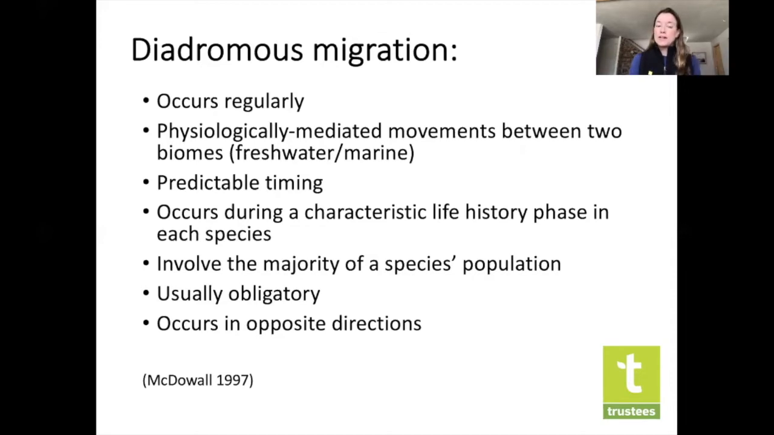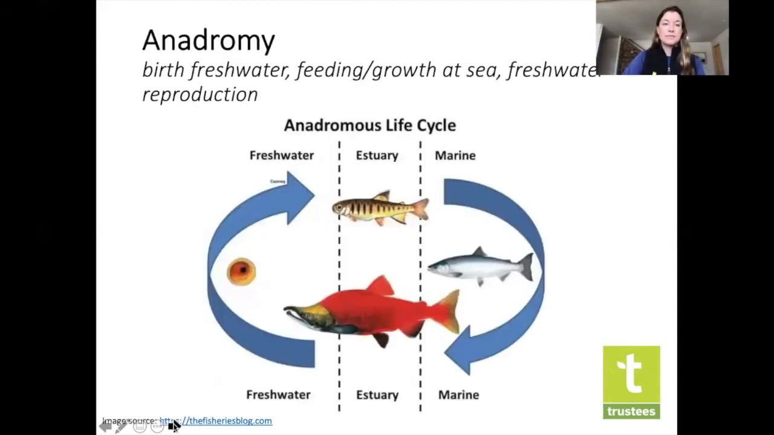This diadromous migration involves the majority of a species population. It's usually obligatory, which just means that it needs to happen. And it occurs in opposite directions. So keep in mind, diadromous migration is occurring between freshwater and saltwater, between those two boundaries. Within the category of diadromous migration, we have three subcategories. You can mark this down on your note-taking sheet.